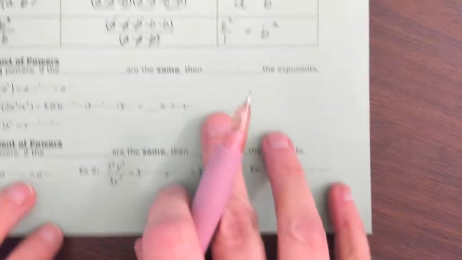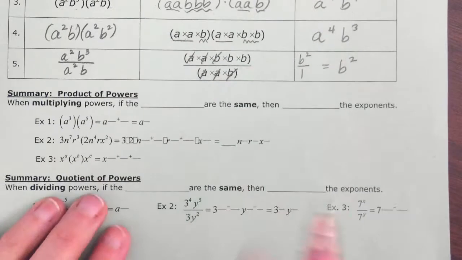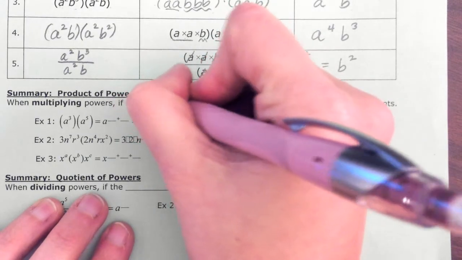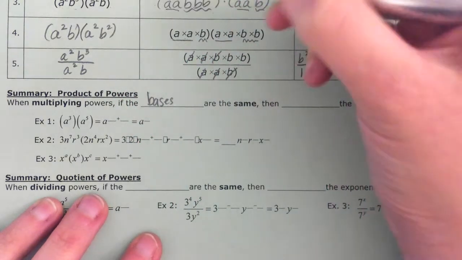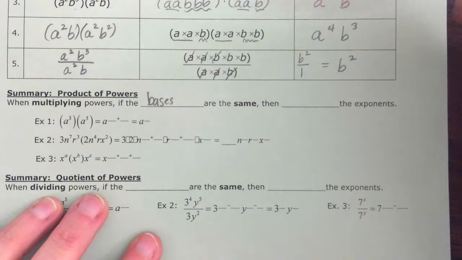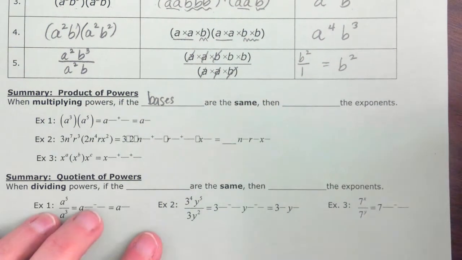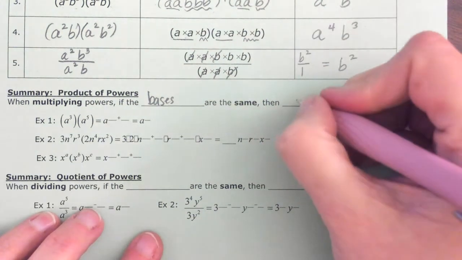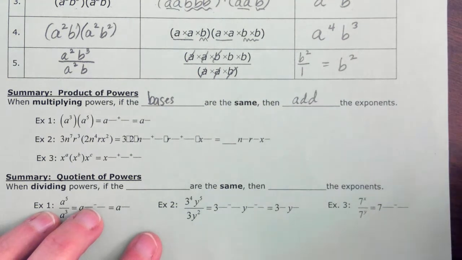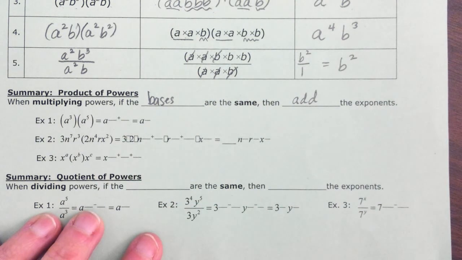So when I'm multiplying powers, if the bases are the same, which means my A or my B, whatever's being raised to the power has to be the same. If they're the same, then all I do is add the exponents. Okay? So I want you to try this first problem, example 1.